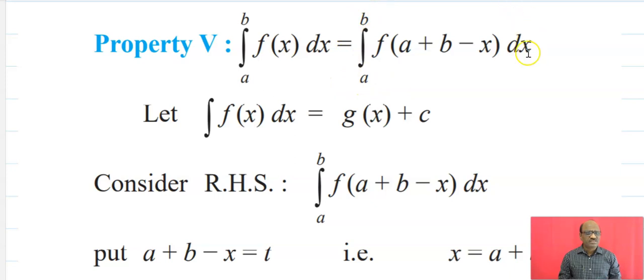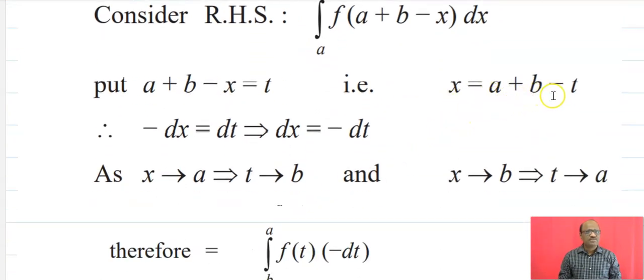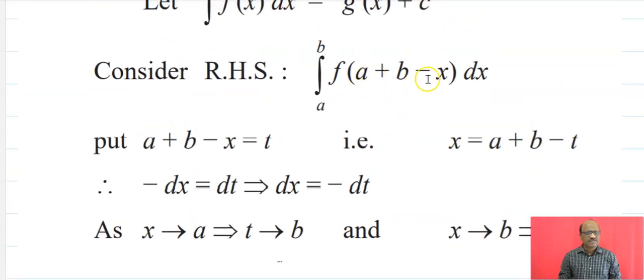Means what? You have to consider this RHS. Consider the RHS, integral a to b f of a plus b minus x dx. Put a plus b minus x equal to t. That is, x is equal to a plus b minus t. Therefore, x is equal to a plus b minus t. Differentiate on both sides. Then you will get minus dx is equal to dt. The derivative of a and b is 0, they are arbitrary constants. Therefore, minus dx is equal to dt, and it implies dx is equal to minus dt.